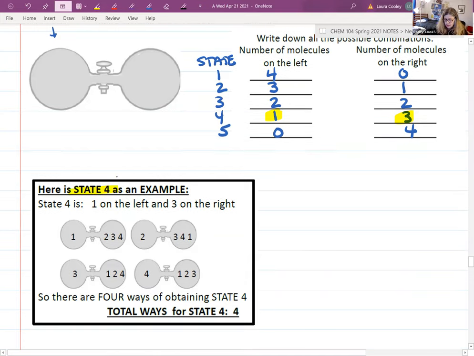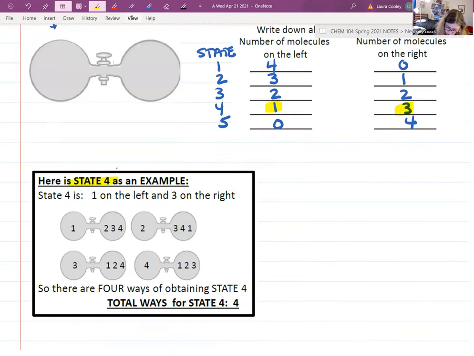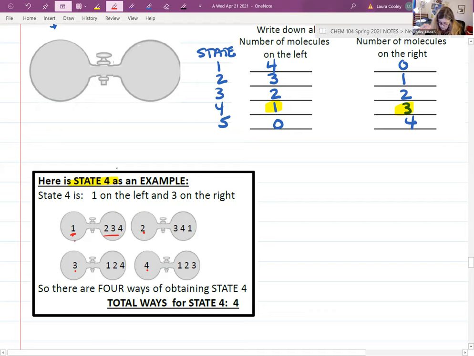So what I've done here is I've actually drawn out all the different possibilities. I labeled the particles one through four. If I put one on the left and three on the right, I can either put particle one on the left or particle two or particle three or particle four. And you could see that if I put one on the left and I have two, three, and four left over, they're on the right. Or if I put particle two, as you could see, there's a little pattern here.